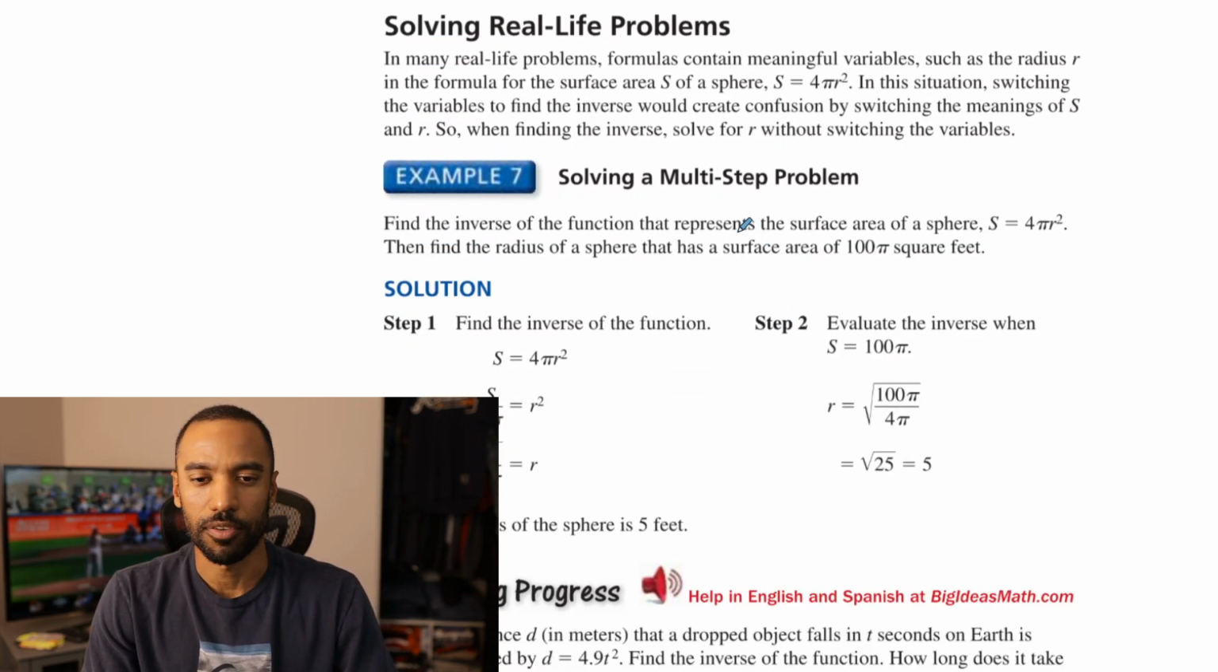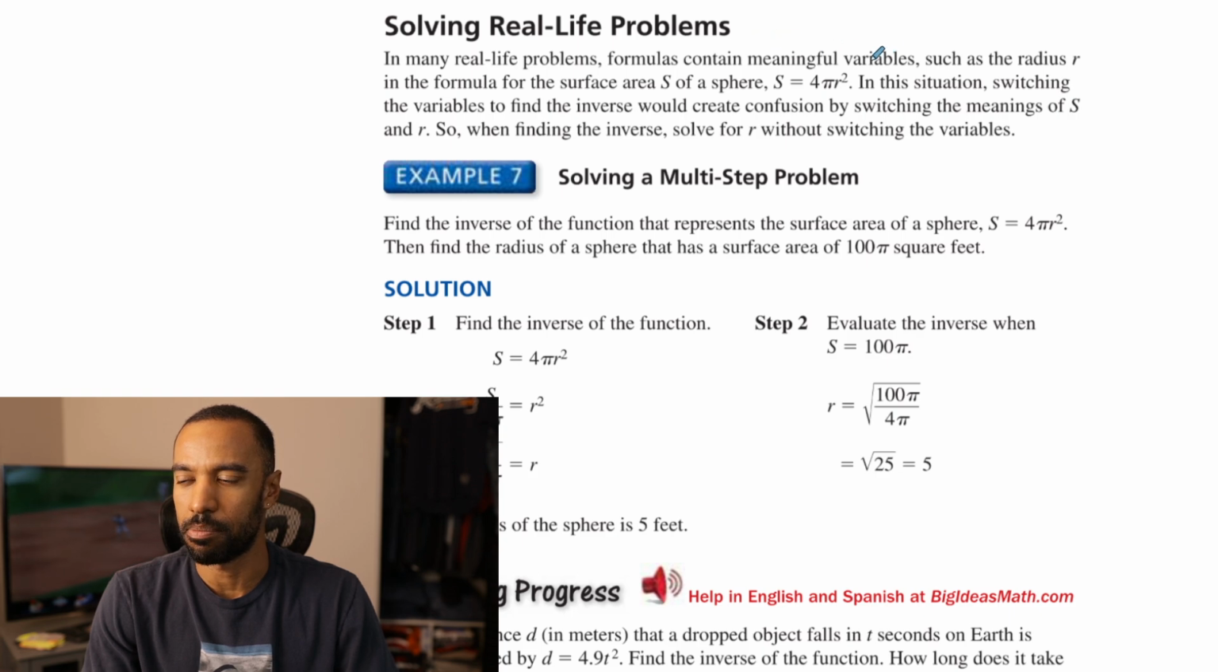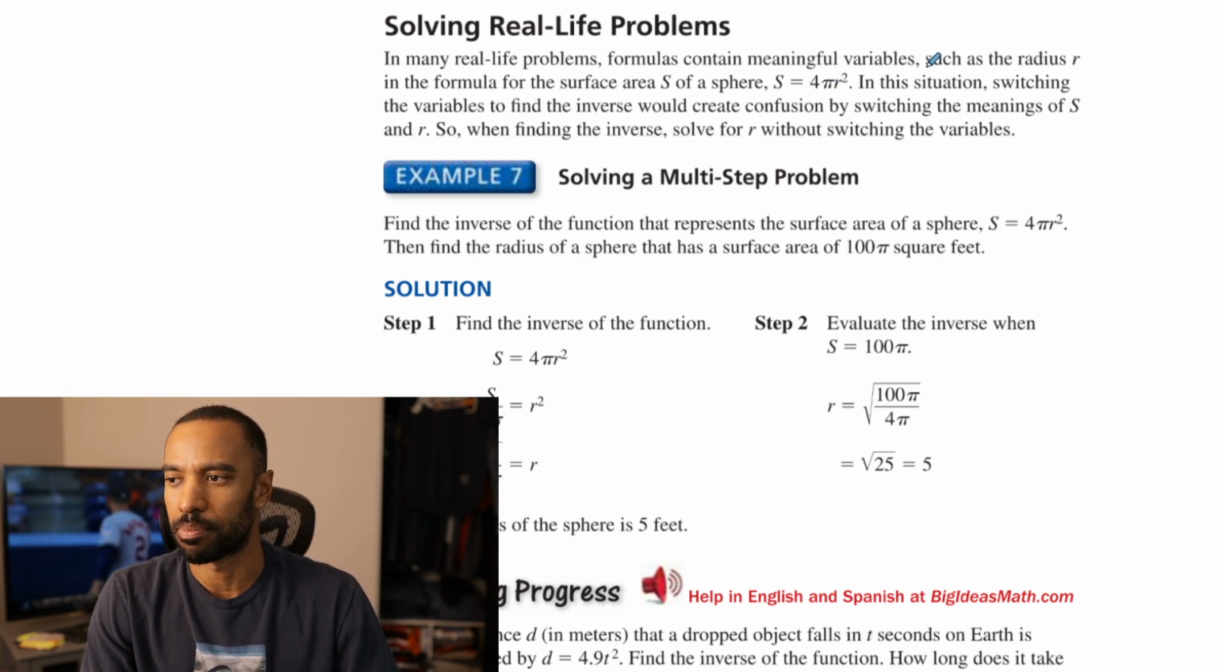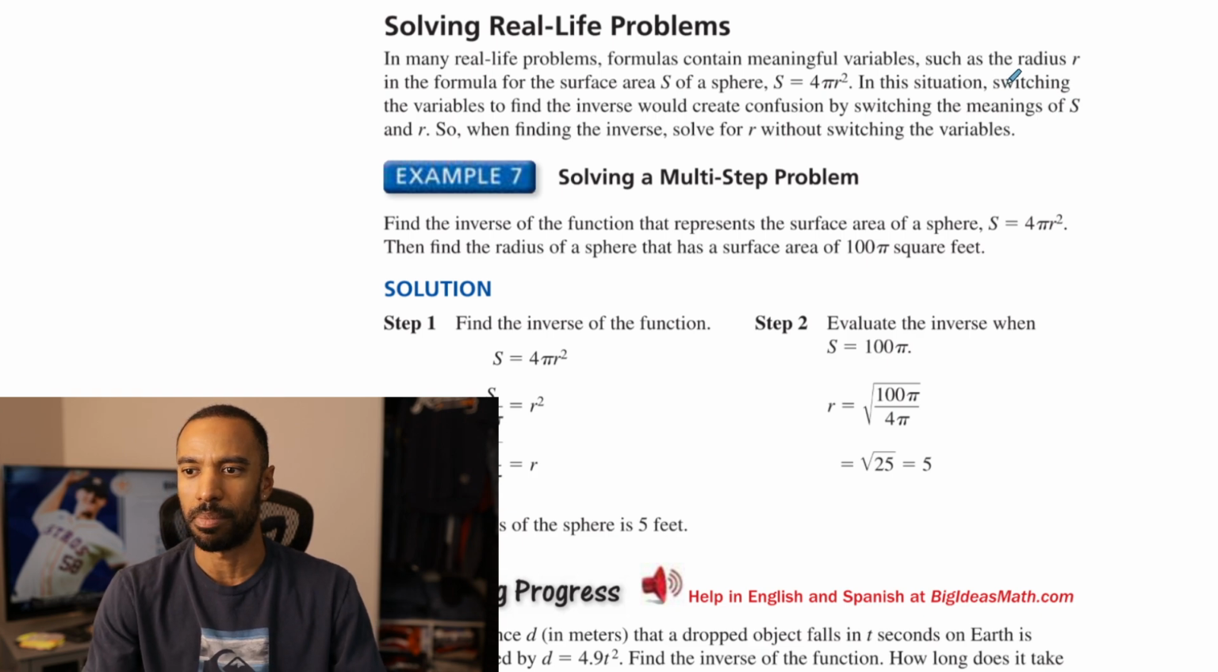All right, let's do some solving real-life problems. Then we probably have the actual problem set to go. In many real-life problems, formulas contain meaningful variables such as the radius and surface area. I was bringing this stuff up, right? You can rewrite something to solve. Switching the variables to find the inverse would create confusion by switching the meanings of s and r.